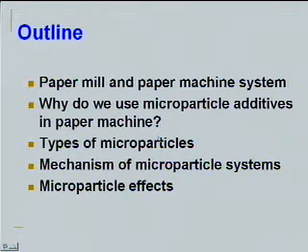In my presentation, I will first introduce the paper mill and the paper machine system, and then why we use the microparticle additives in the paper machine. After that, I will introduce the different types of microparticles, and then the mechanism of the microparticle system, and finally the microparticle effects.